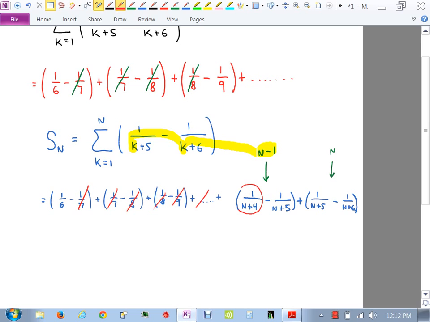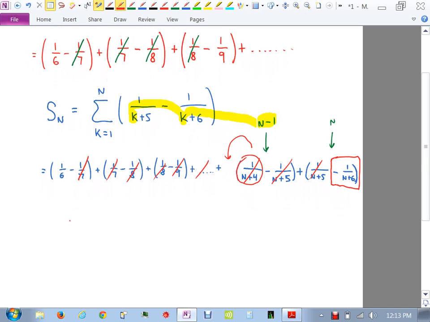What about this one right here? 1 over n plus 4. Will it get killed off? Yes, by the one right before it, right? What about this one? Gone with this one. What about this one, though? It stays. Right? Because I stopped my sum, didn't I? I stopped it at some place. So here's what we've got. S sub n is equal to 1/6. That was that first term that never got canceled by anything. And then minus 1 over n plus 6.